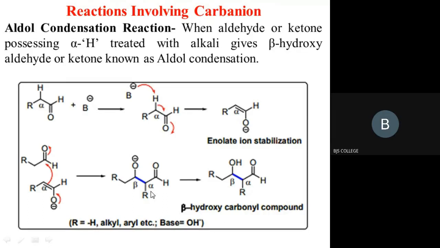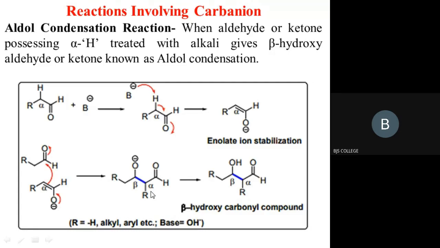Now we have understood what a carbanion is. So obviously we will now talk about the reactions where a carbanion is involved. You'll find that there are many reactions where a carbanion is involved, but the most important reactions are aldol condensation, then Claisen condensation, then Dieckmann cyclization, and the Perkin reaction, where generally a carbanion is formed and they give synthetically important compounds.